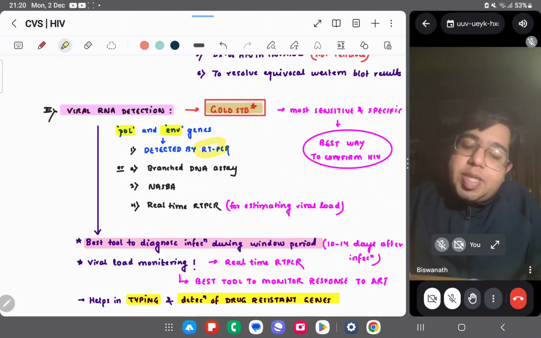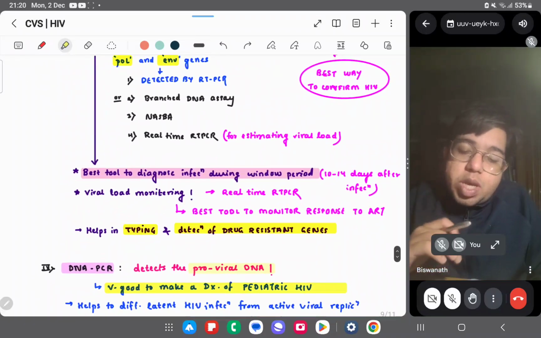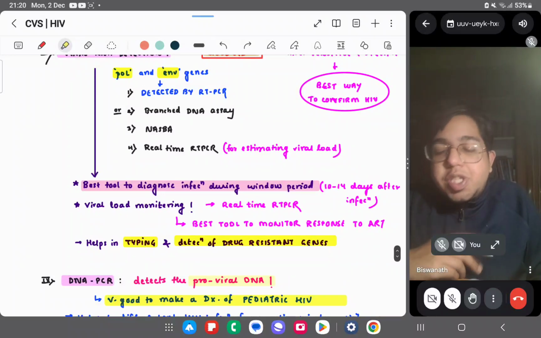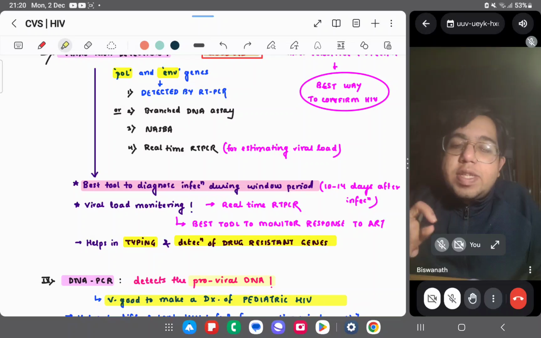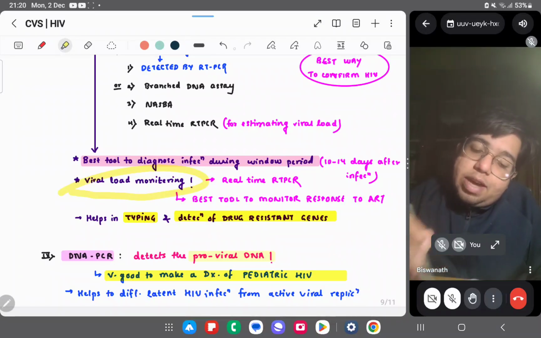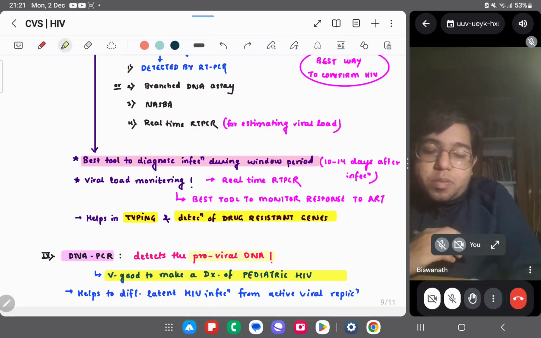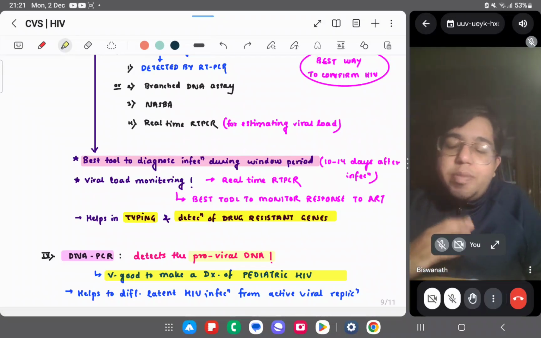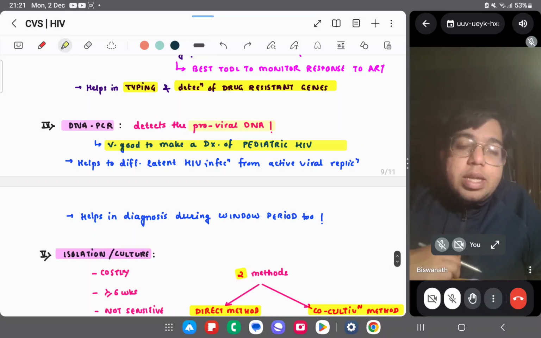You can detect it by RT-PCR, branched DNA assay, NASBA, real-time RT-PCR, all of these. It is the best tool to diagnose infection in the window period. The P24 was also helping in diagnosing infection in the window period, and this is also helping. It helps in viral load monitoring, and in typing and detection of drug-resistant cases as well.